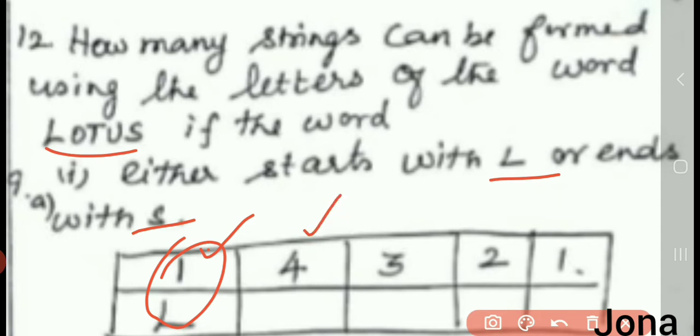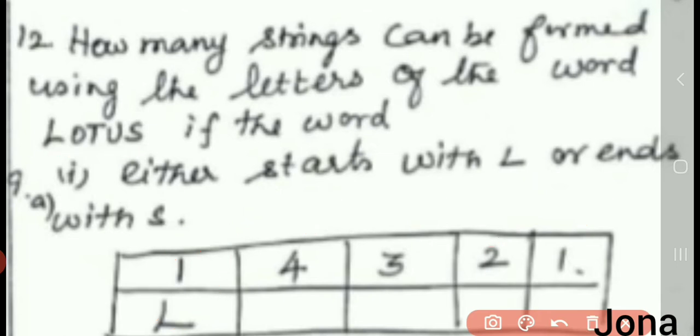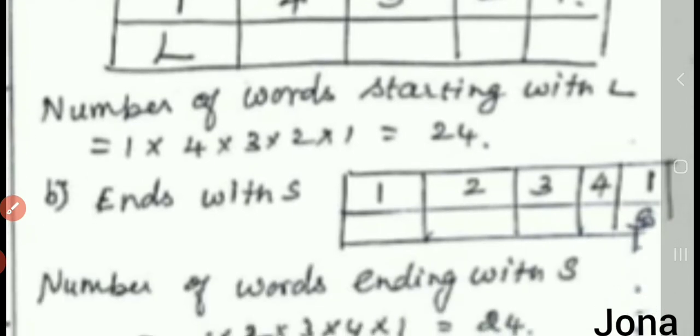So except that one, the remaining number of letters is 4. So in this place we can have 4 ways, and here 3 ways, and here 2 ways, and here only 1 way. So the number of ways starting with L equals 1 into 4 into 3 into 2 into 1, which is equal to 24.